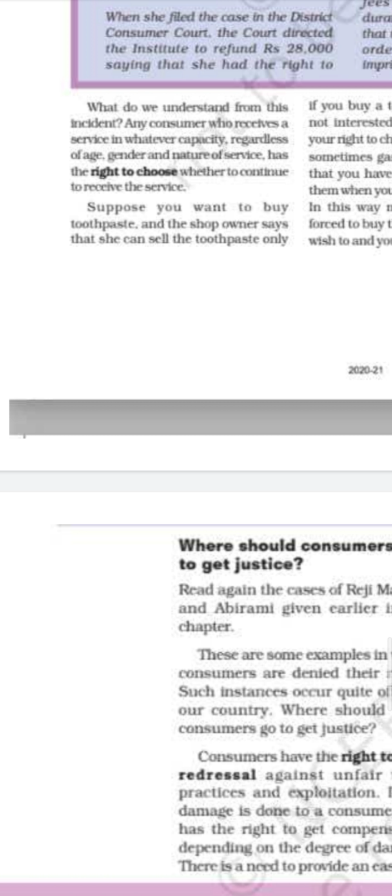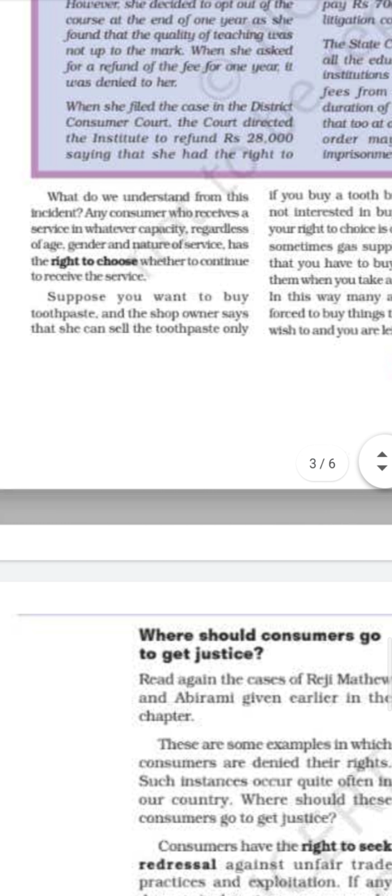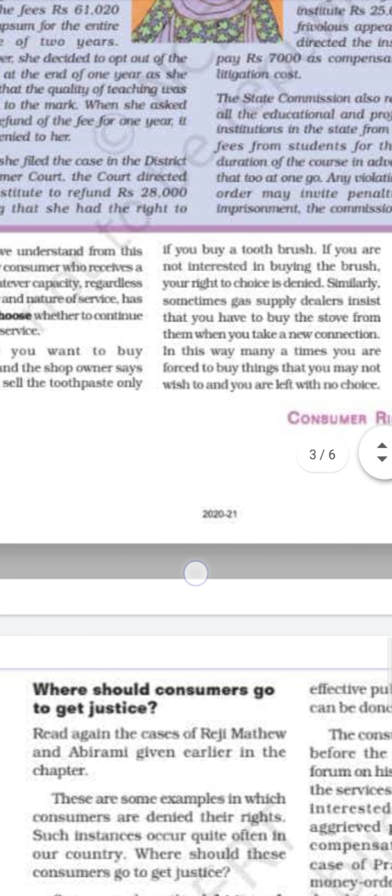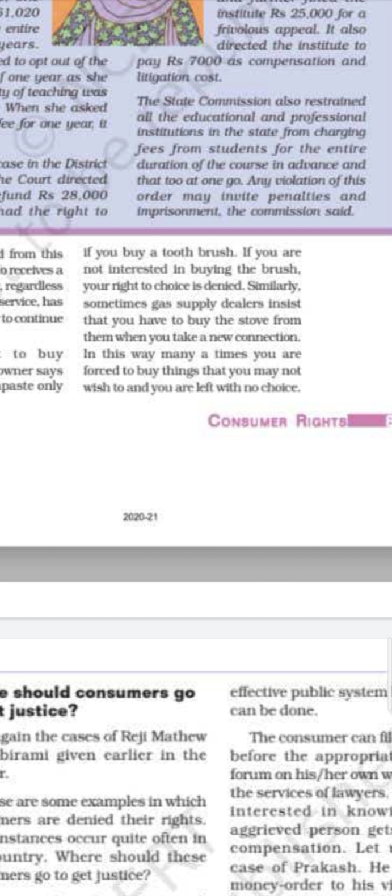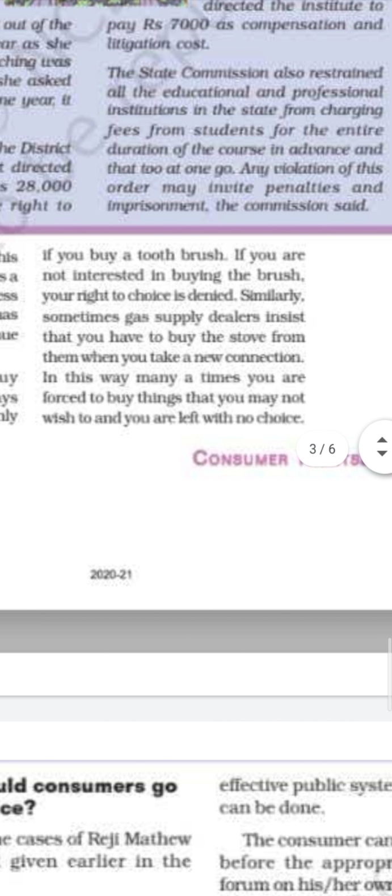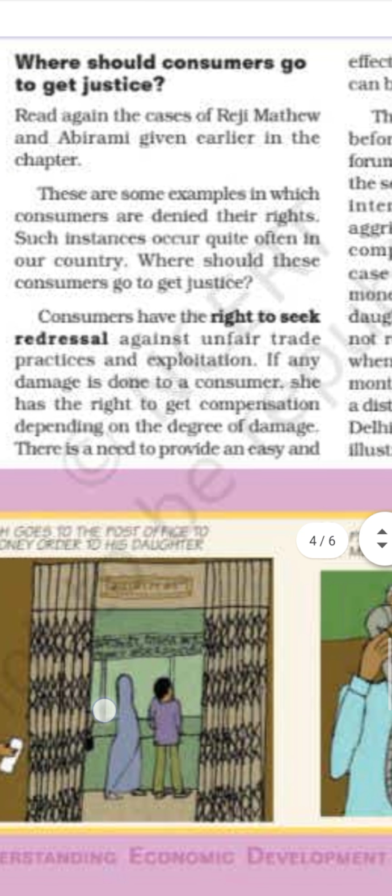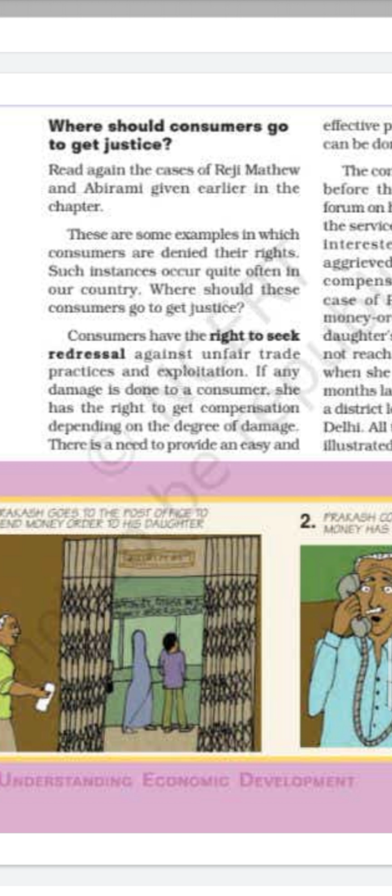Suppose you want to buy toothpaste and the shop owner says that she can sell the toothpaste only if you want to buy a toothbrush. If you are not interested in buying the brush, your right to choice is denied. Similarly, sometimes gas supply dealers insist, they force you to buy the stove from them when you take a new connection. So you think, is it justified? No, it is not justified at all. So here you can use your power as a consumer.